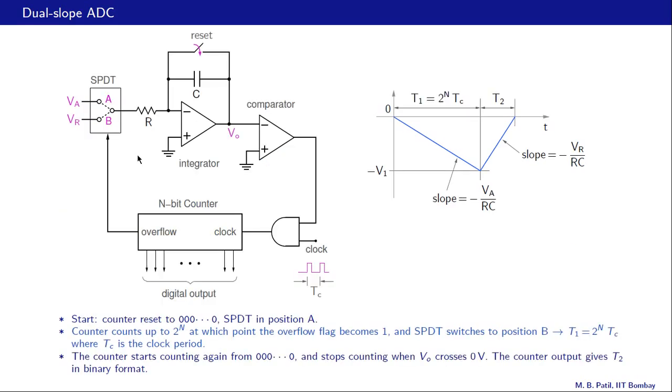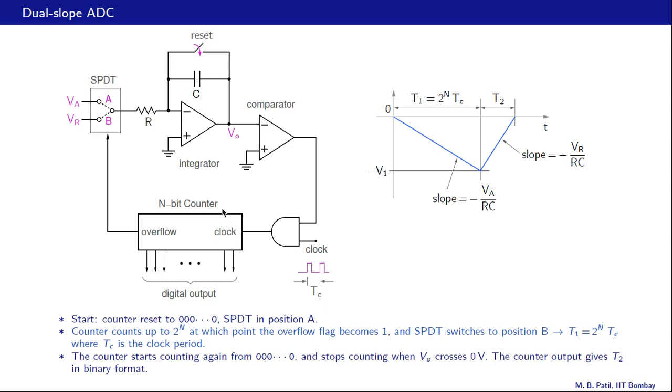Here is the actual implementation of a dual slope ADC. This part we have seen earlier, that is the integrator. The output of the integrator VO is the same as V minus for this comparator. Its V plus is 0, and the comparator output is ANDed with this clock signal, and the output of the AND gate serves as the clock for this n-bit counter.